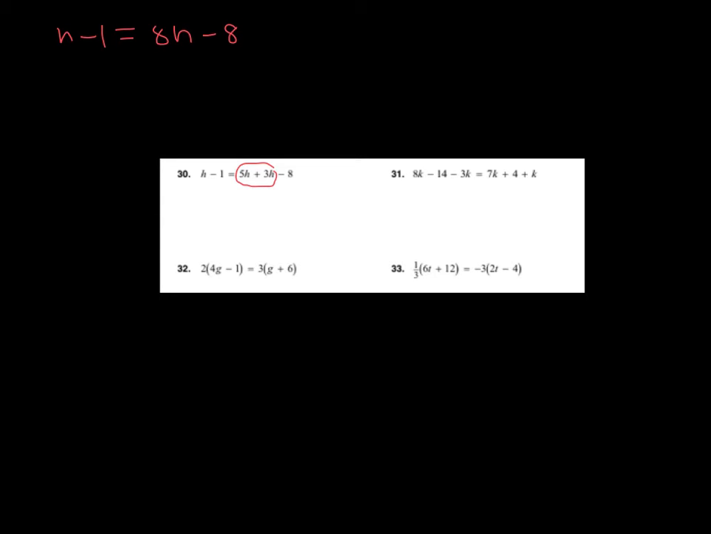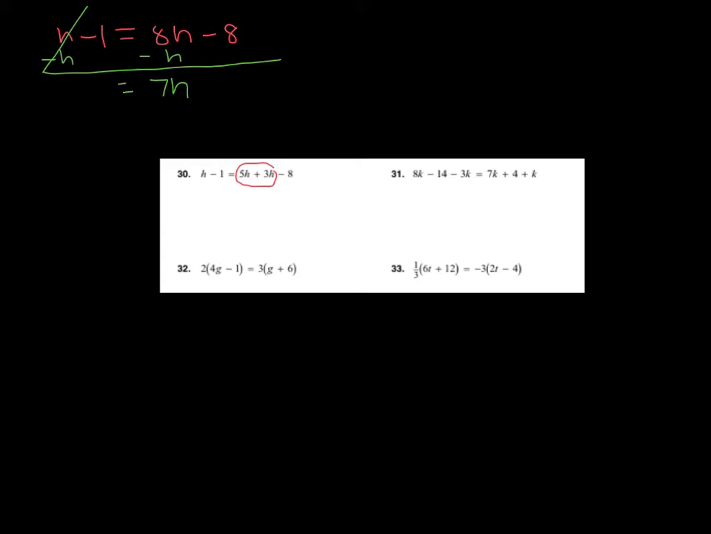So from this point, we just use our inverse operations. So the opposite of positive h is subtracting h. So I'm going to do that from both sides. These will cancel, and 8h minus h is 7h.